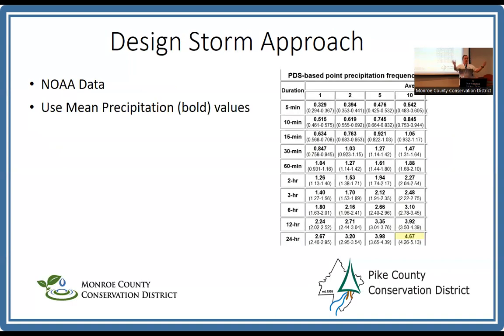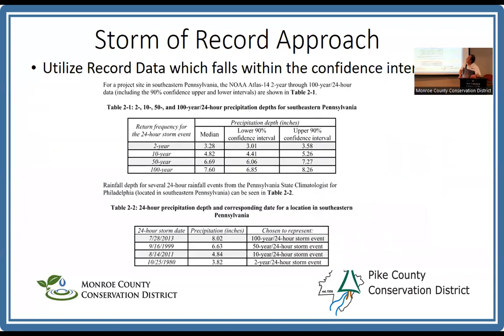So the design storm approach, again, is our NOAA data, so in this case, you're just using anything above the 2-year storm. We're still just using the mean values at this point. We're just using that upper 90% for the 2-year storm. So this would be, again, the way we've been doing it in the past. The storm of record approach is where you look at the record of what's happened in your area and you select a storm that has occurred as your design storm for your design that's comparable or within the range of that NOAA data.